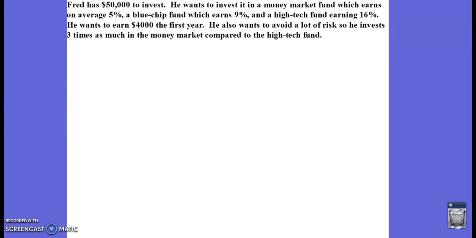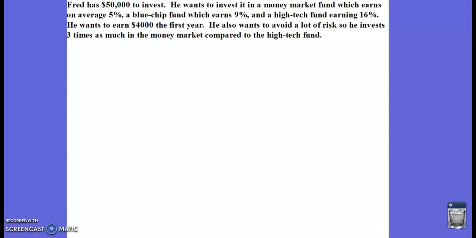All right, so Fred has $50,000 to invest. He wants to invest it in a money market fund, which earns, on average, 5%, a blue chip fund, which earns 9% on average, and a high-tech fund earning 16% on average. He wants to earn $4,000 the first year. He also wants to avoid a lot of risk, so he invests 3 times as much in the money market compared to the high-tech fund.